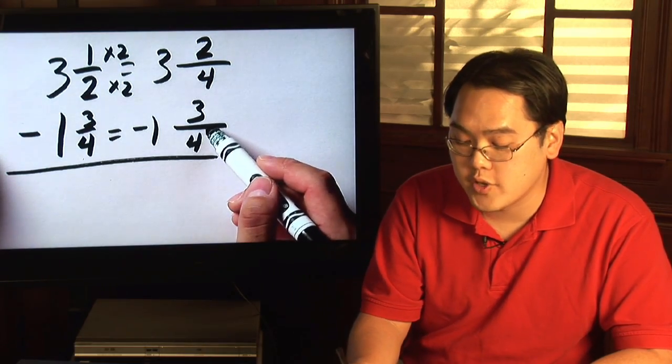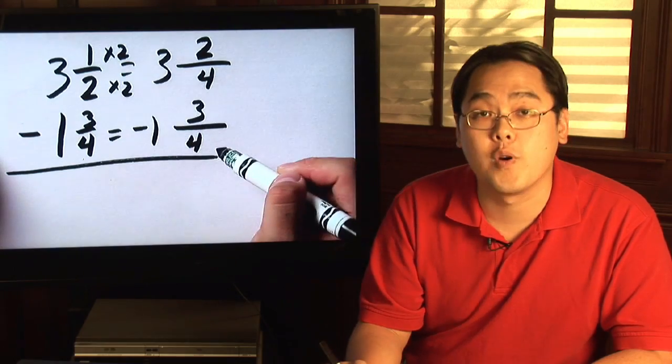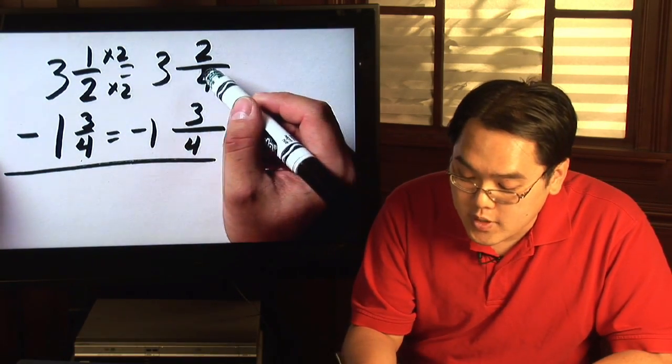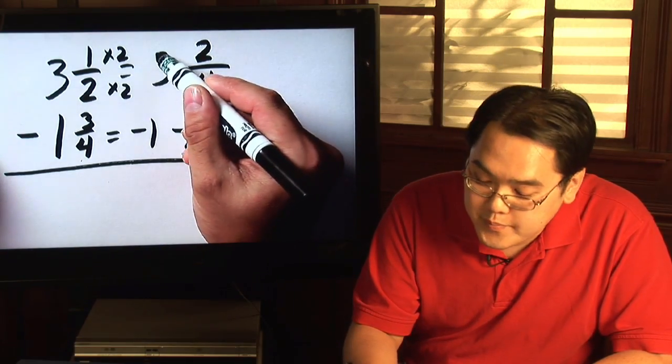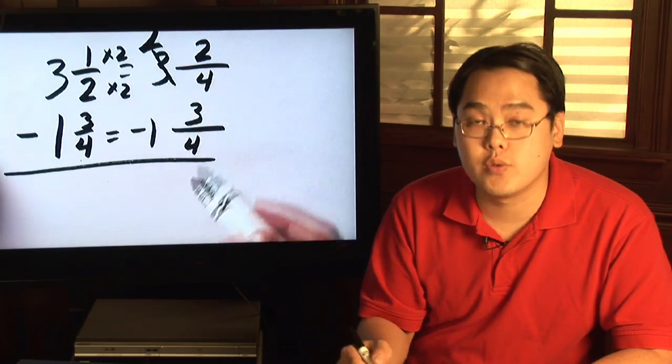The bottom number is bigger than the top number. So what you need to do is borrow from the 3. Whenever that happens, you must borrow. So you need to borrow 1 whole from the 3. The 3, because it's being borrowed, now turns into a 2.